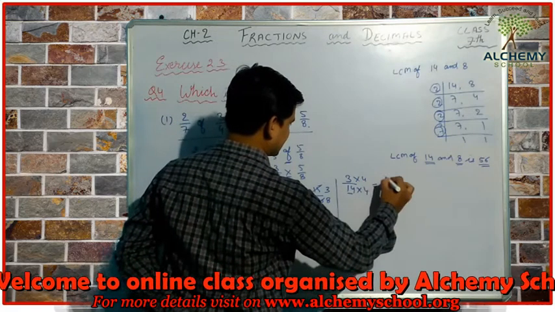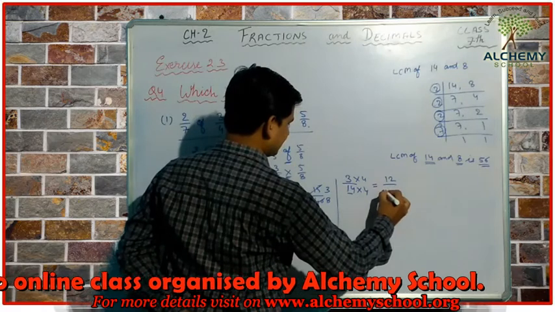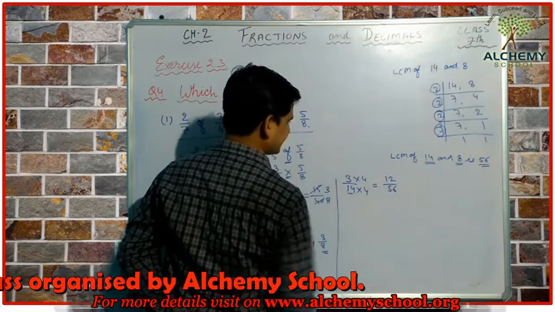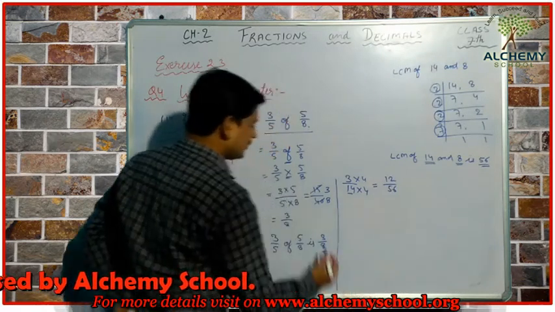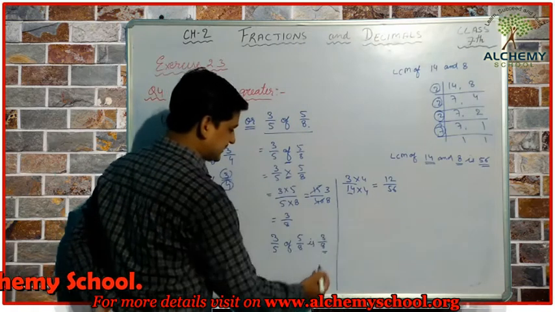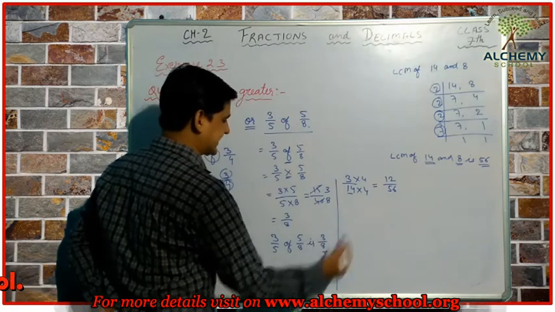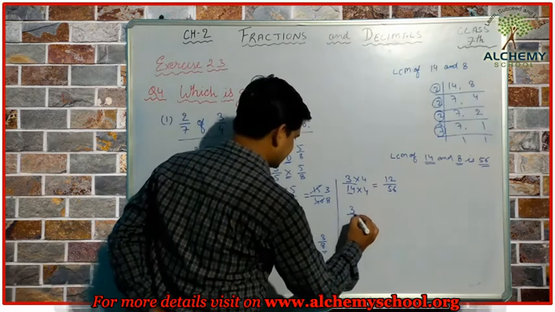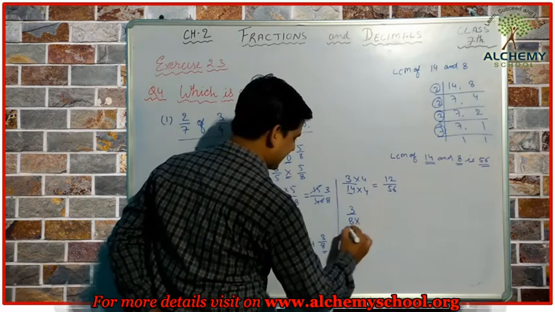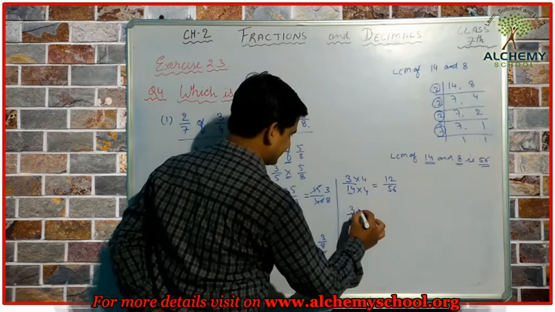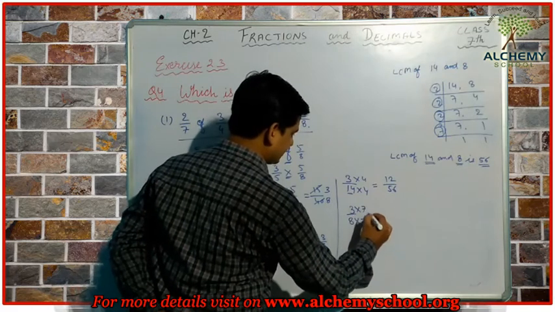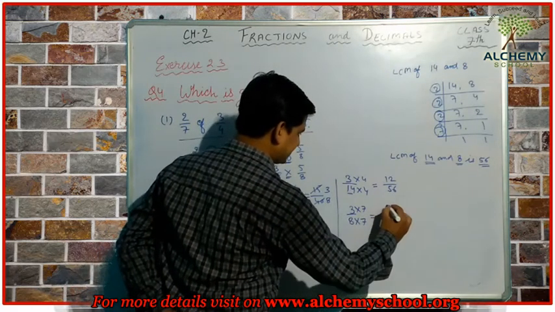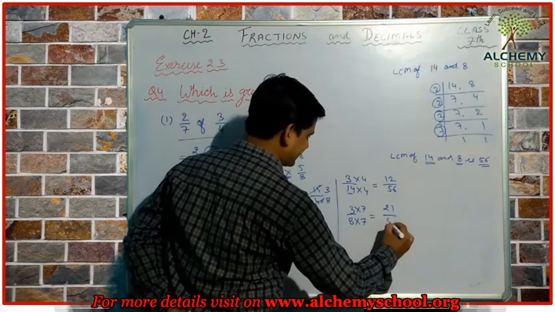We get here 4 3s are 12 and 14 4s are 56. Okay. Now we have to apply the same procedure. We have to change the denominator of the second value also. So the second value is 3 upon 8. We have to multiply 8 by 7 to make it 56. At the same time, the numerator also will be multiplied by 7. We get 7 3s are 21 and 8 7s are 56.